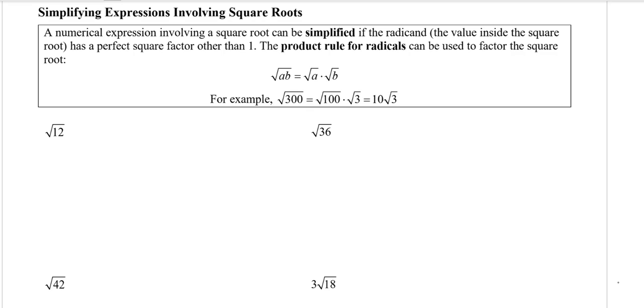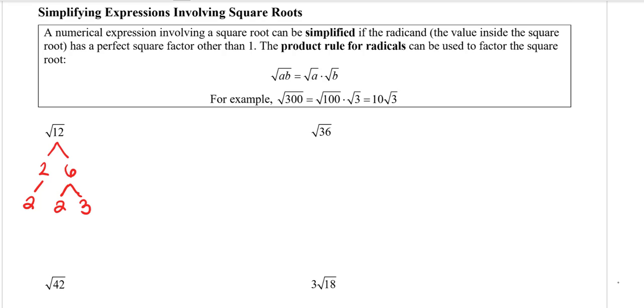The easiest way generally to do that is to make a factor tree for the radicand. So let's say we were trying to simplify the square root of 12. I'm going to make a factor tree for 12. I know 12 is 2 times 6, but I can keep going there. 2 won't break down any further because it's a prime number, but 6 will. I can make a tree under 6, and that's 2 times 3. So now we have all prime numbers.